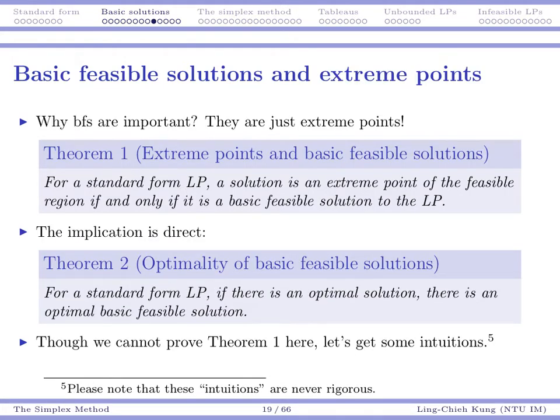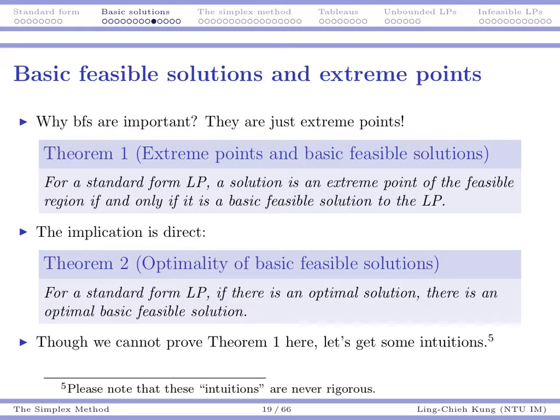So why are basic feasible solutions important? Because they are just extreme points. Okay, this is very important. For a standard form linear program, those extreme points are exactly those basic feasible solutions. And this immediately implies the following. Suppose we have a standard form linear program. If there is any optimal solution, then there must be a basic feasible solution that is optimal.